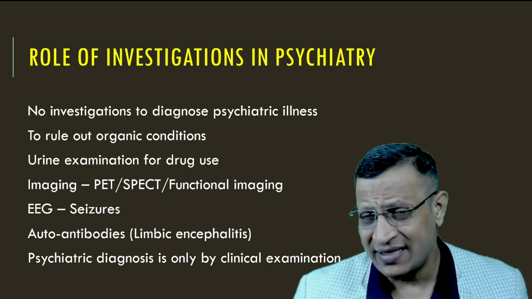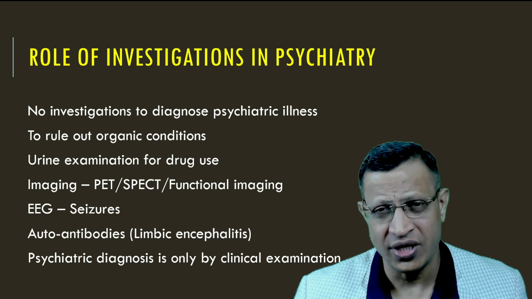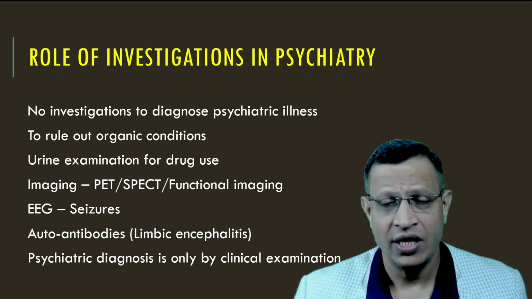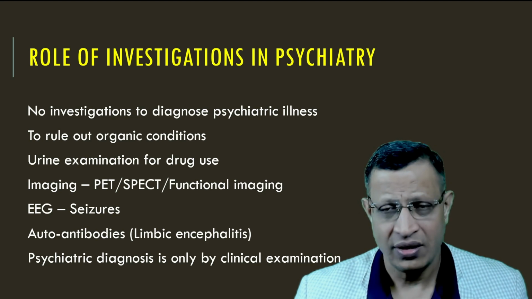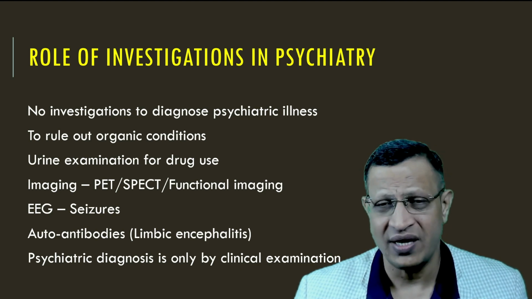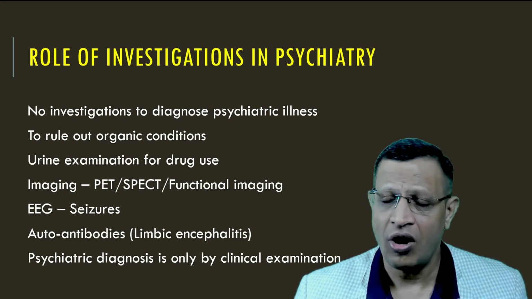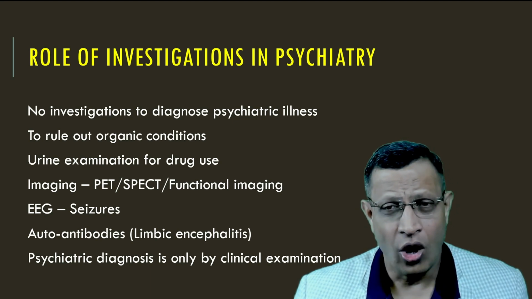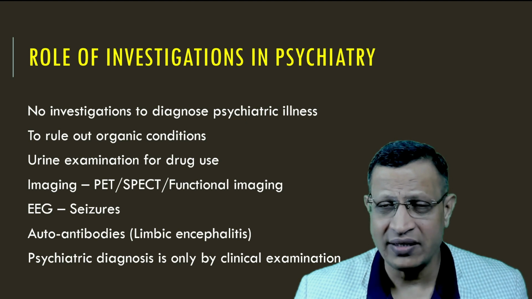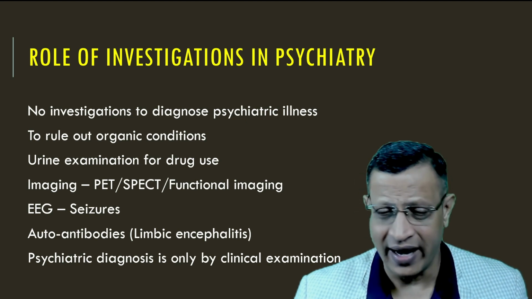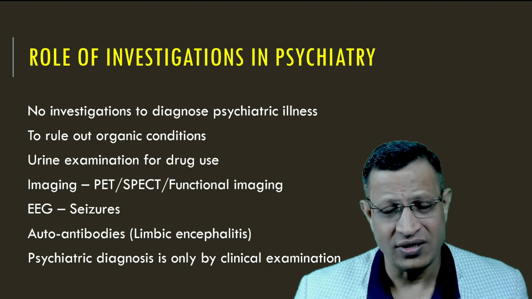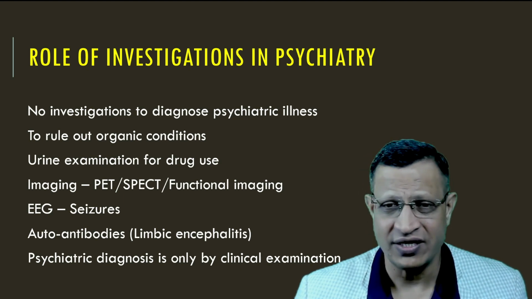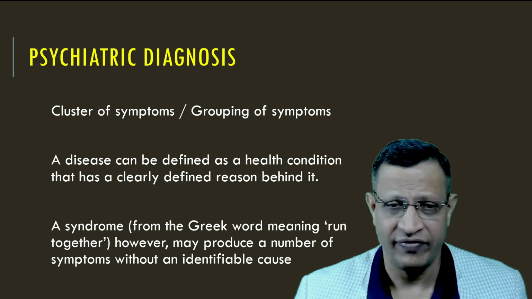And the reason for using investigations, as I mentioned, is to rule out other conditions. For example, we use EEG to know whether there are any seizures, and we use imaging to know whether the person has any neurological or neurosurgical illness. Autoantibodies, like in limbic encephalitis, can also mimic psychiatric illness. Psychiatric diagnosis is basically by clinical examination and interpretation of signs and symptoms across the globe, my dear friends.